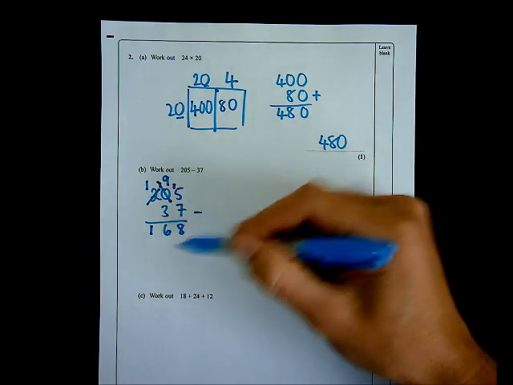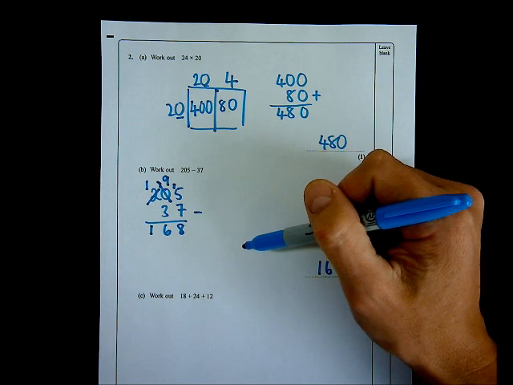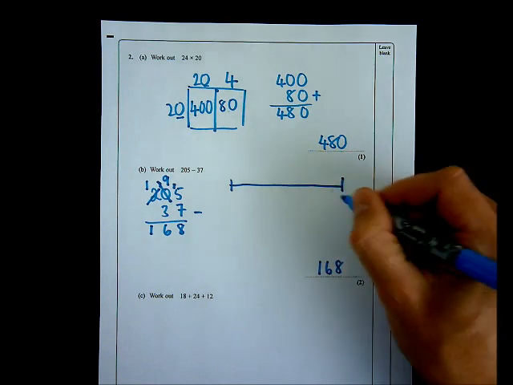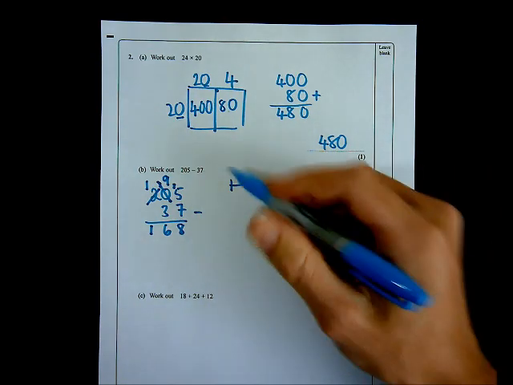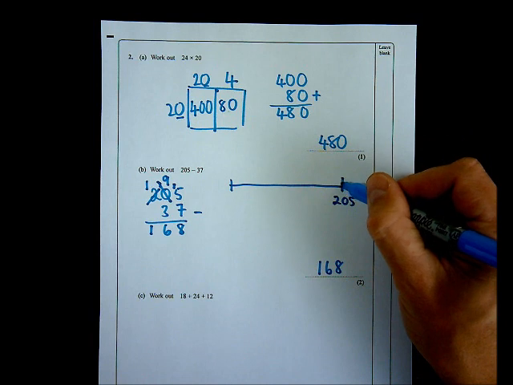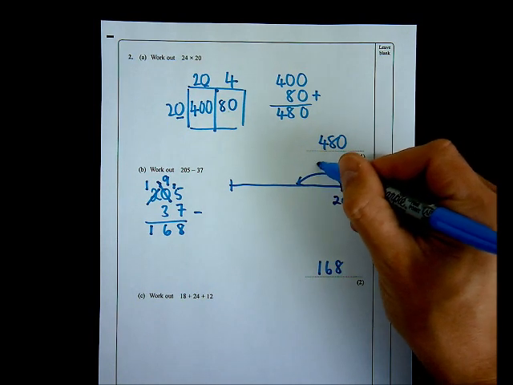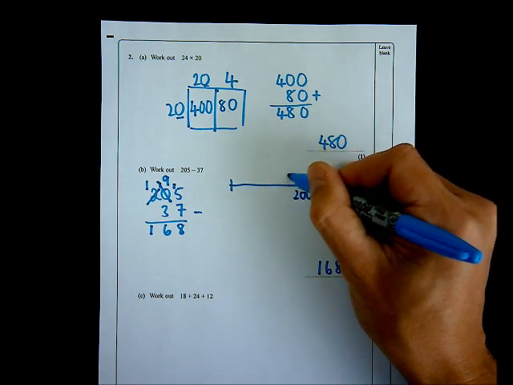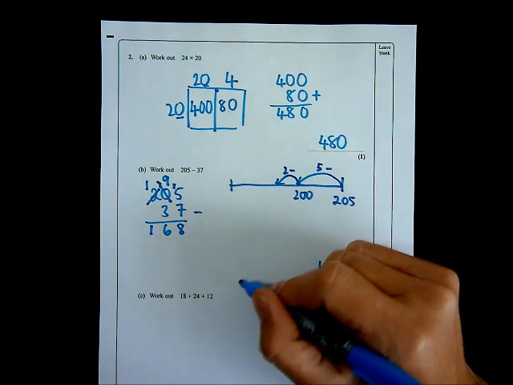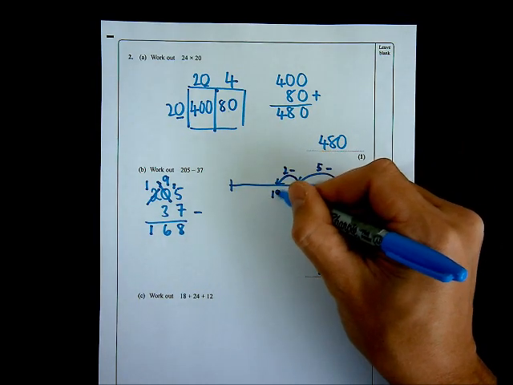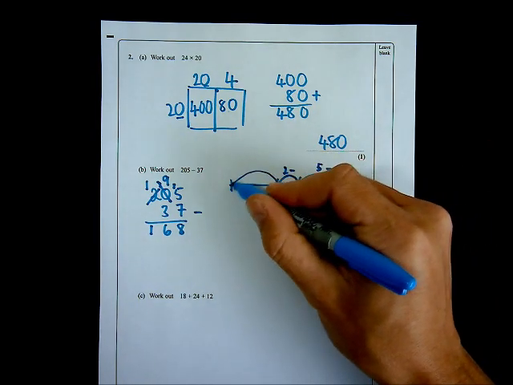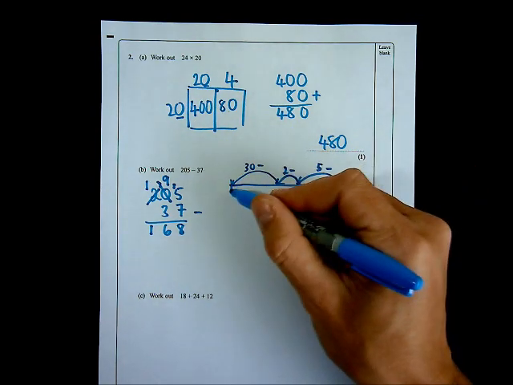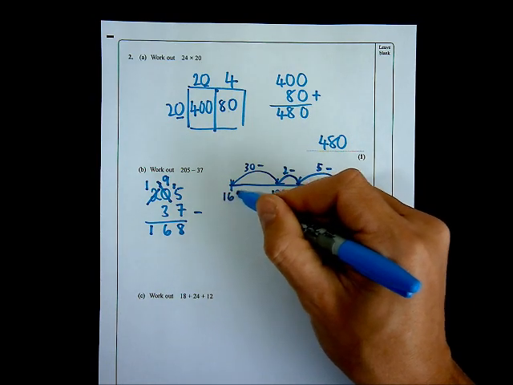Now that's quite a complicated way of doing a subtraction, so it may be easier for you to draw a number line and start at 205 and then subtract 37. So in the first instance I'm going to subtract 5, and that will take me down to 200. I'm then going to subtract another 2. I've now subtracted the 7. That's going to take me to 198. And now I'm going to subtract the 30. So I've now subtracted 37. And taking off 30 from 198, I'm going to get 168.